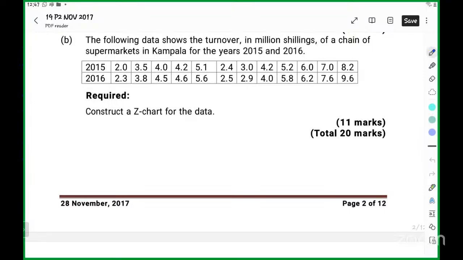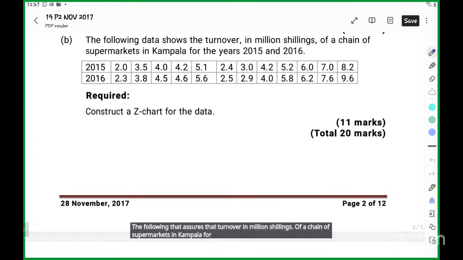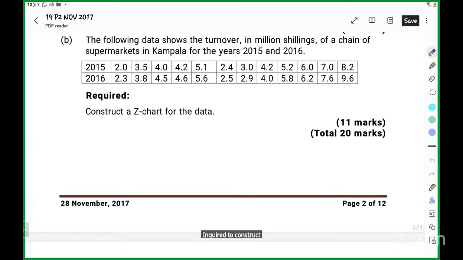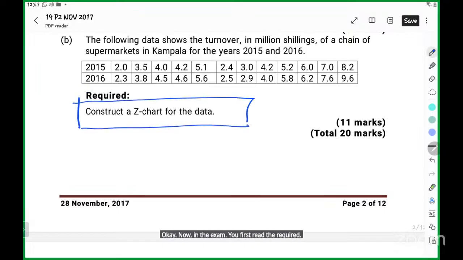The following data shows the turnover in million shillings of a chain of supermarkets in Kampala for the years 2015 and 2016. Required: construct a Z-chart for the data. Okay, now in the exam, you first read the required, so that as you read through, you'll pick out details you need. So these are years, and we said Z-charts are usually annual graphs.